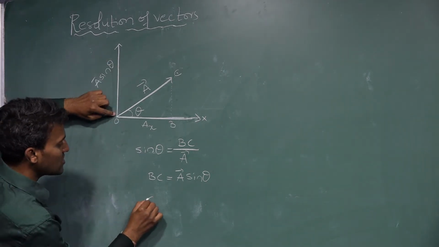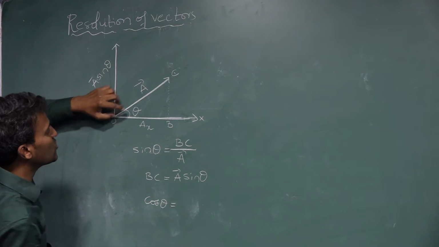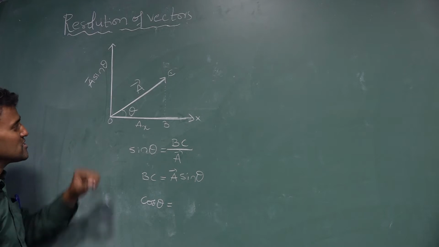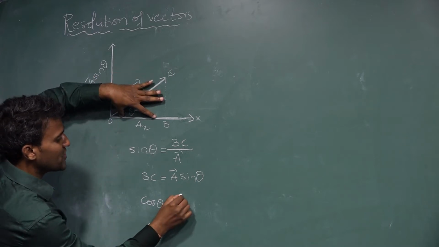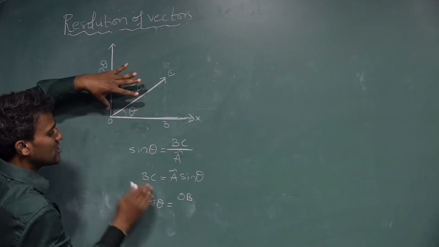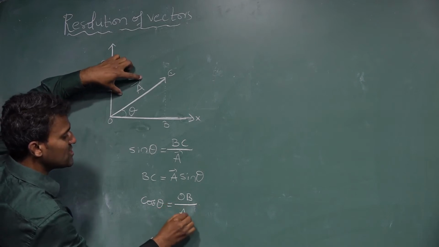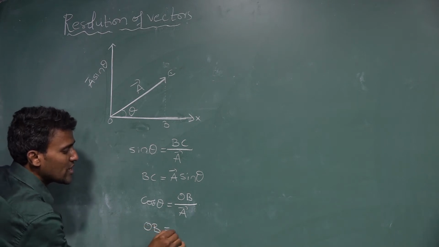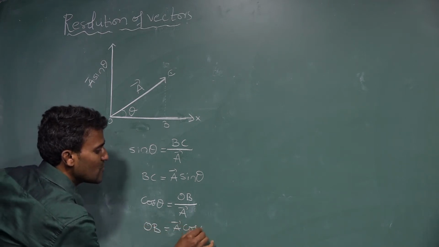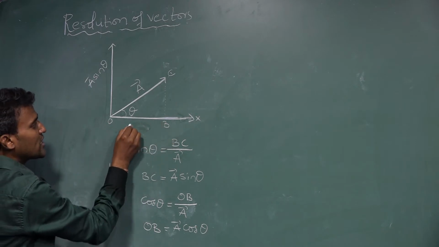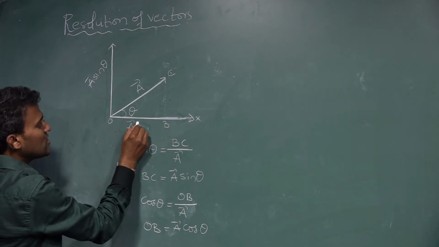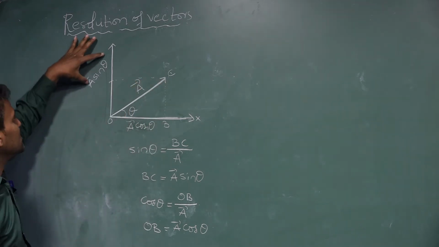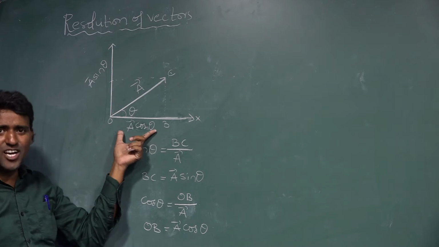And next I am writing cos theta. Cos theta is equal to adjacent side divided by hypotenuse. What is the adjacent side? It is OB. OB divided by the hypotenuse A bar. So taking A bar to this side, OB is equal to A bar cos theta. And this is A sin theta, and this is A cos theta.